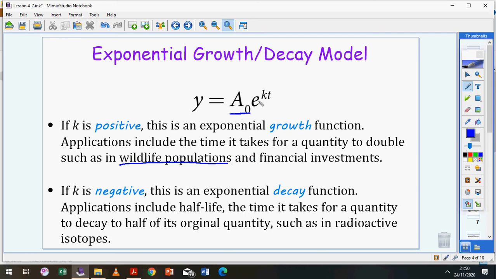T is the time that it takes for the quantity to double, or the time that you're interested in. K is the growth or decay factor. If K is positive, then you have exponential growth, and if K is negative, then you have exponential decay. Let's look at some examples.